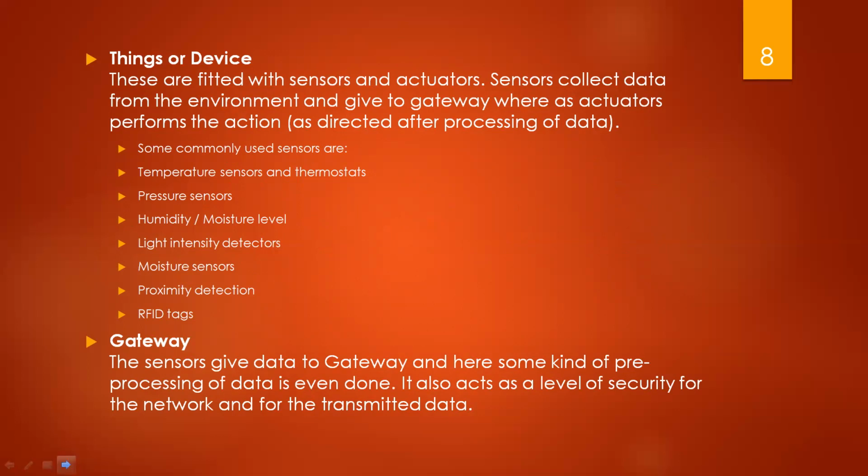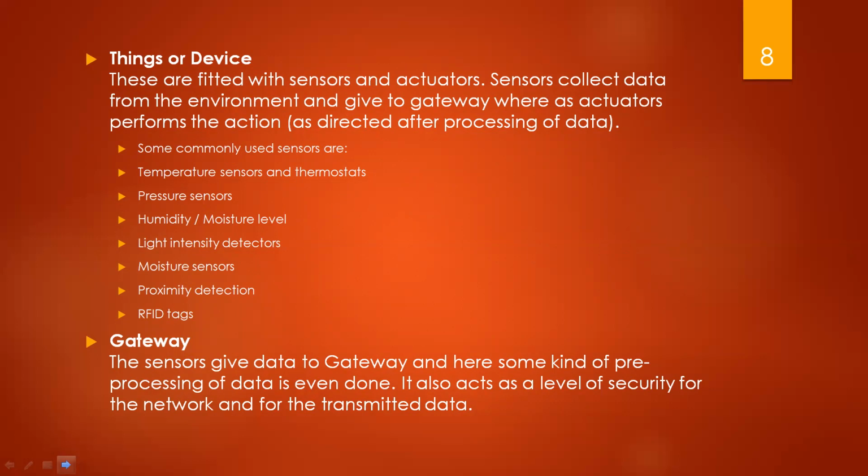Sensors collect data from the environment and give it to the gateway, whereas actuators perform the action as directed after processing of data. Some commonly used sensors are temperature sensors, thermostat, pressure sensor, humidity and moisture level sensors, light intensity detectors, moisture sensor, proximity detection, RFID tag.